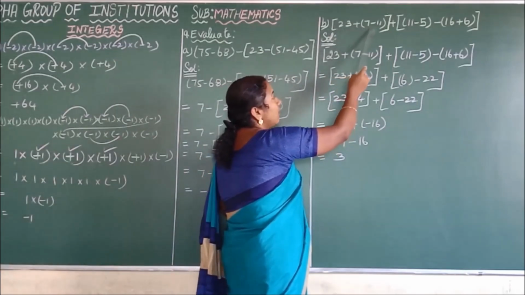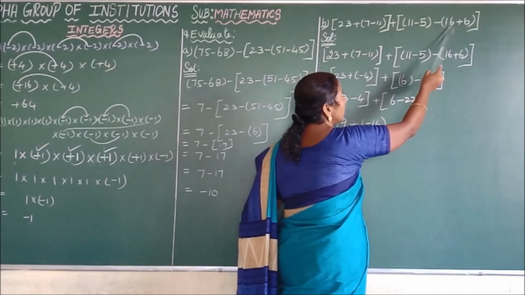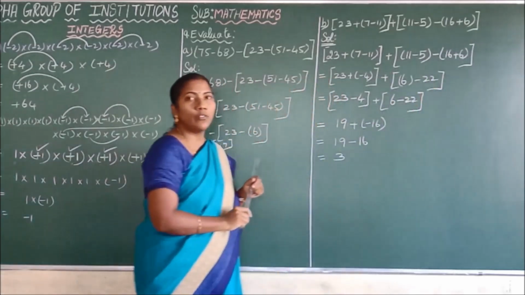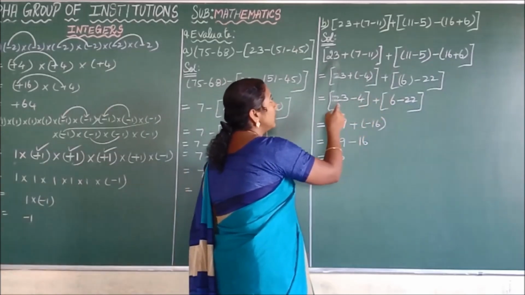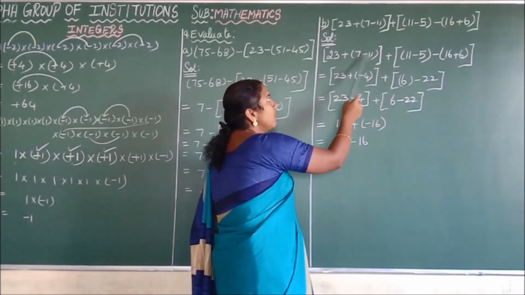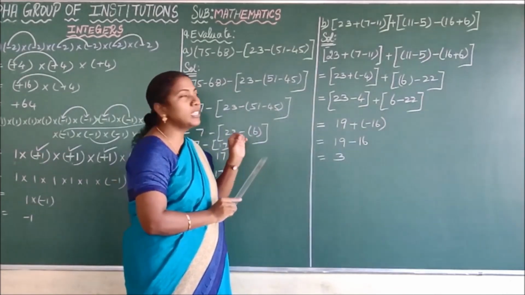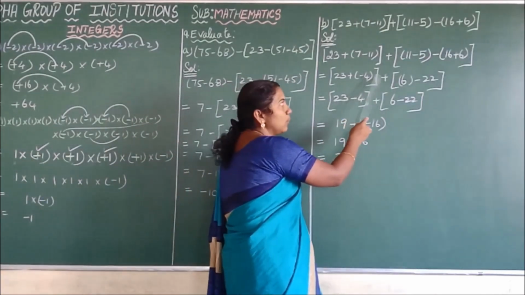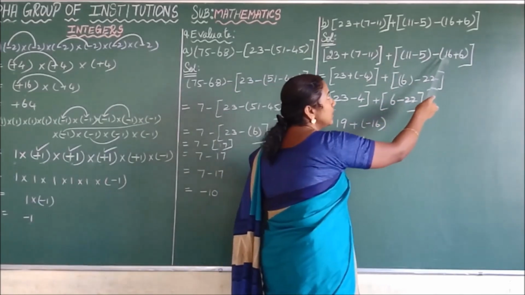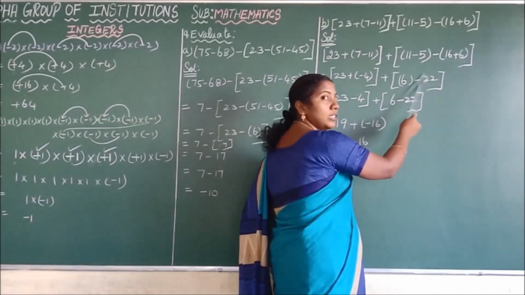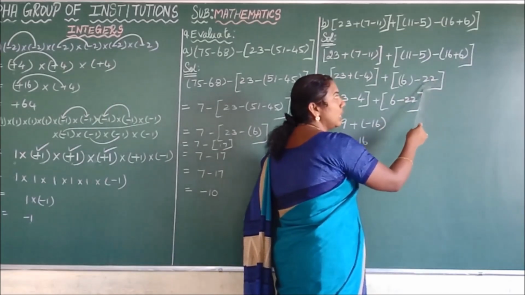23 plus 7 minus 11 plus 11 minus 5 minus of 16 plus 6. First of all, you have to evaluate the simple brackets. Once again, write the question. See here, 23 plus 7 minus 11. What is the answer for 7 minus 11? Yes, minus 4. Thus, you have to write here minus 4 plus 11 minus 5, 6 minus 16 plus 6. Your answer is 22. Since the answer is positive number, there is no need to put the bracket.